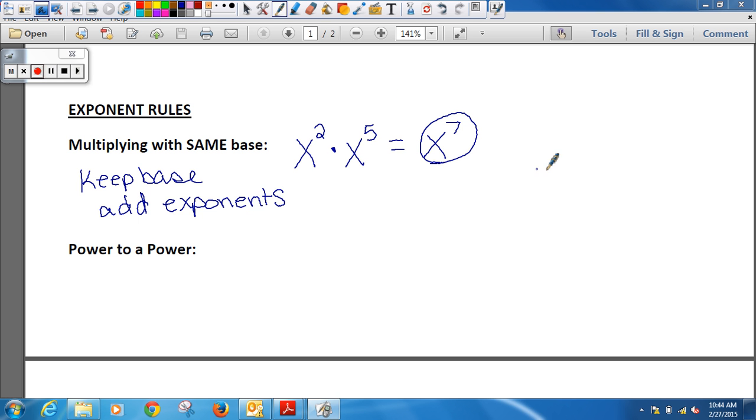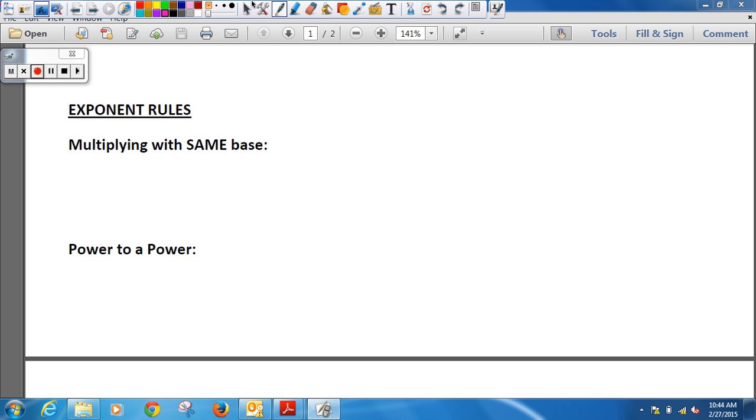And remember, sometimes you have coefficients. So let's say I have the following: 2x cubed times 3x to the sixth. 2 times 3 is 6, so we multiply coefficients. The x's have the same base, so we keep the base, add our exponents, so our answer here would be 6x to the 9. So that was a review from 8-3.